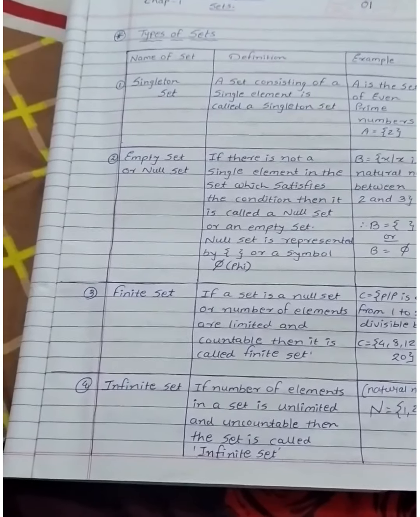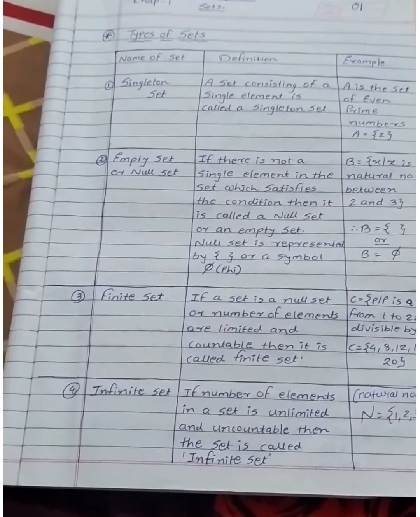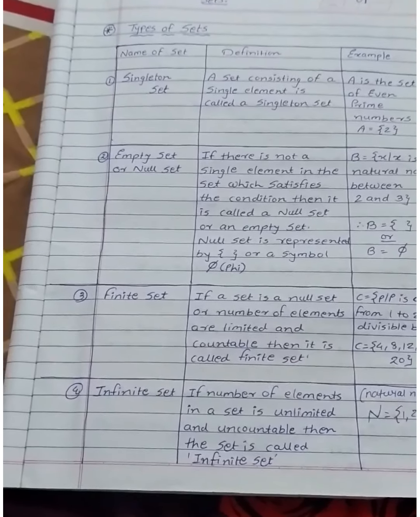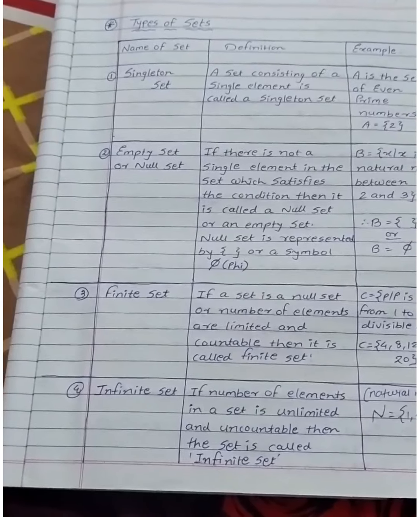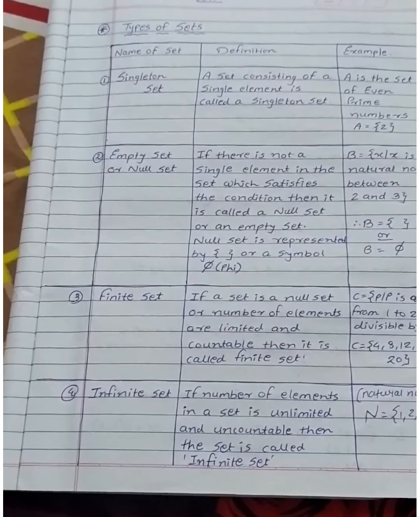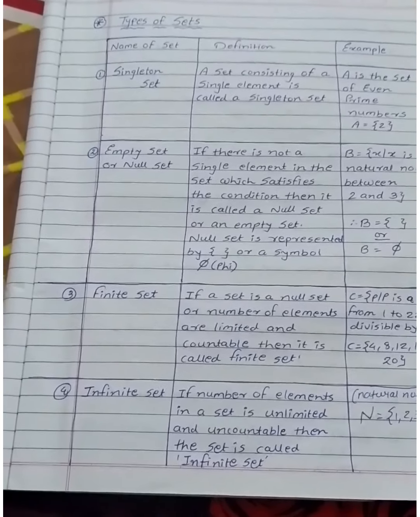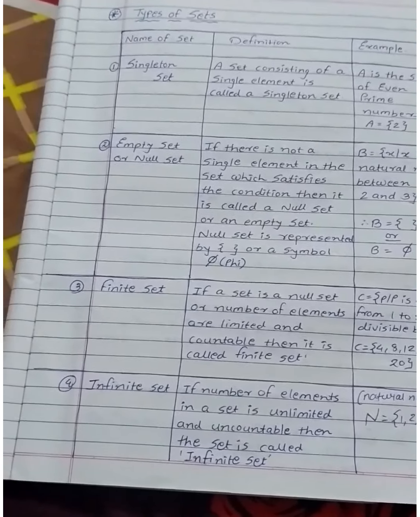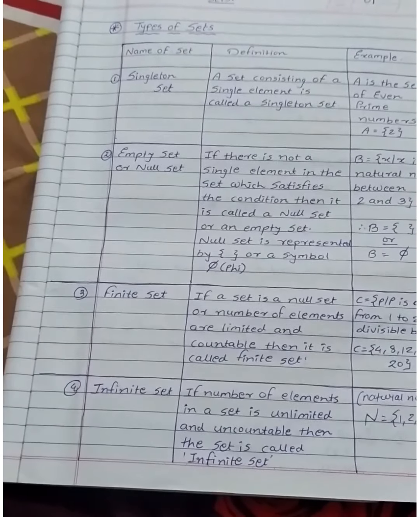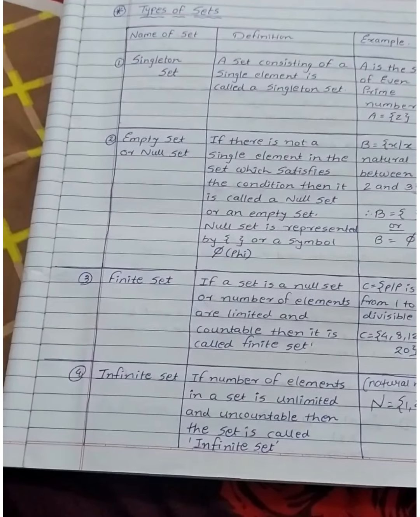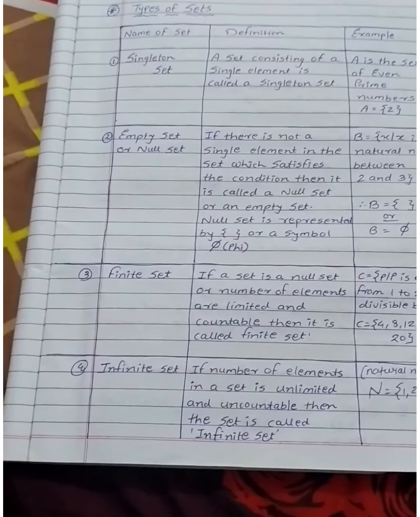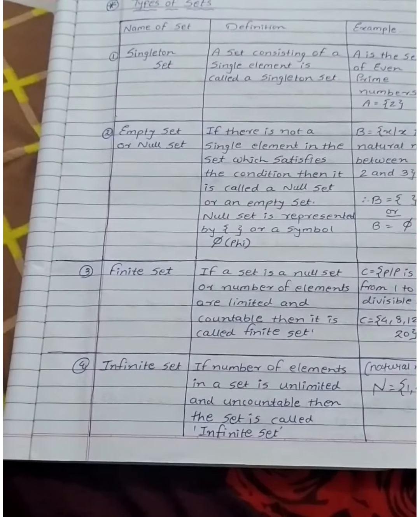So in the last class we learned about the meaning of set and how to write a set in listing method, roster method, and rule method. Now in this class we are going to learn about the types of sets. There are different types of sets.